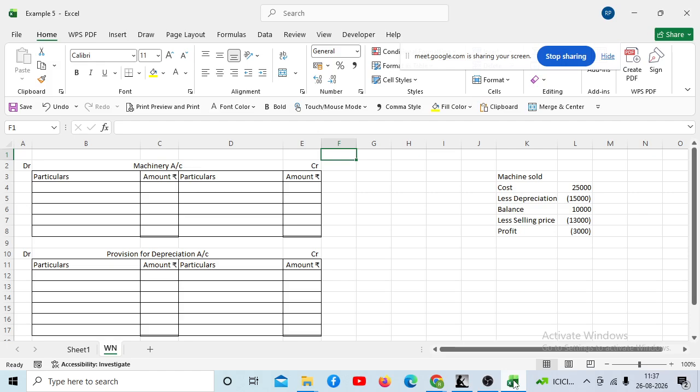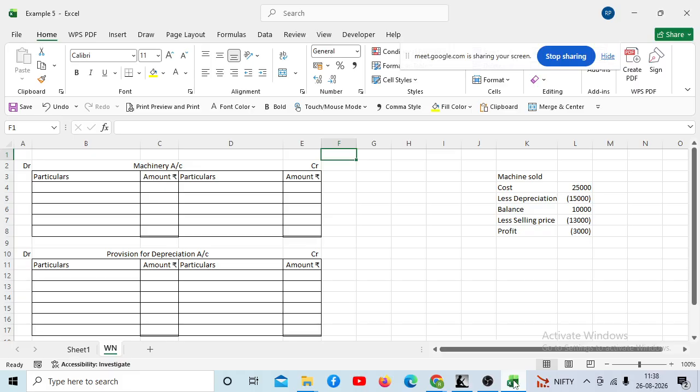Now tell me the second heading. Liabilities, income, and profit. Write down liabilities, income, and profit. Tell me the normal balance. Credit. What will happen if it will increase? Credit. And what will happen if it will decrease? Debit. Okay. Any doubt?